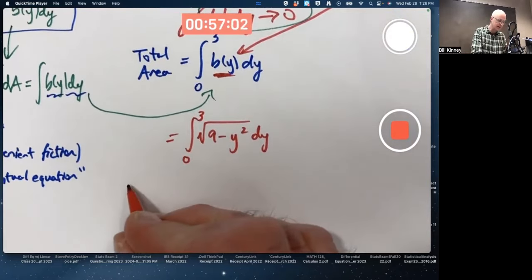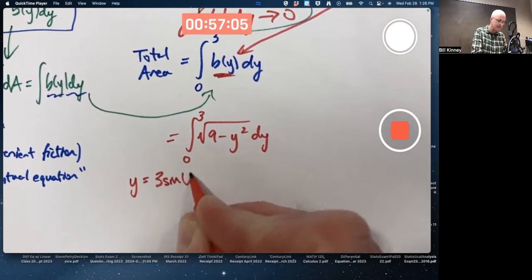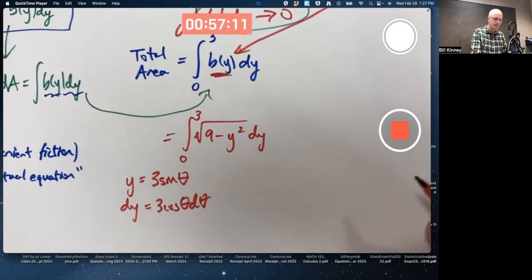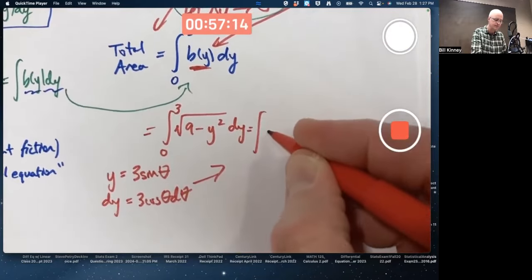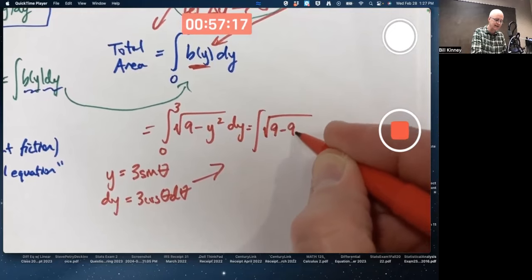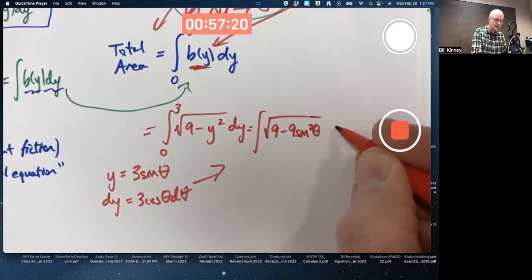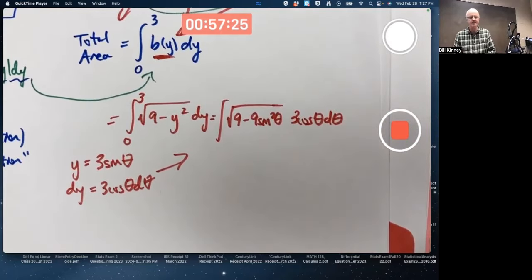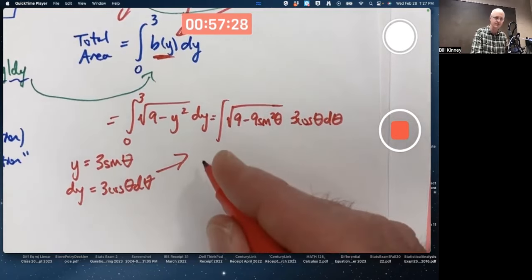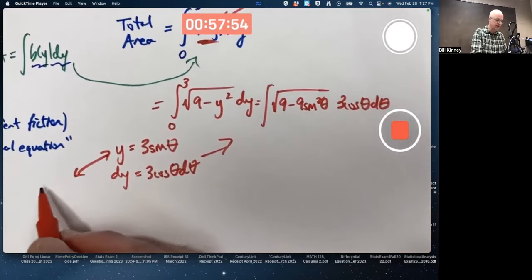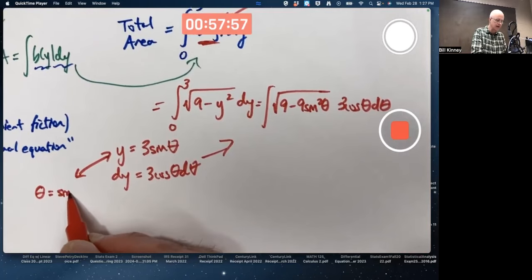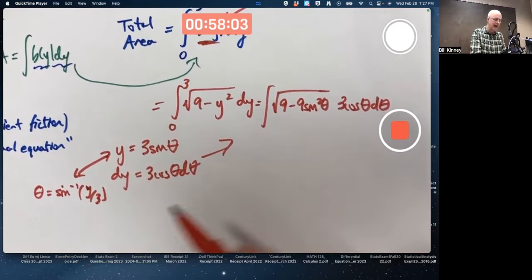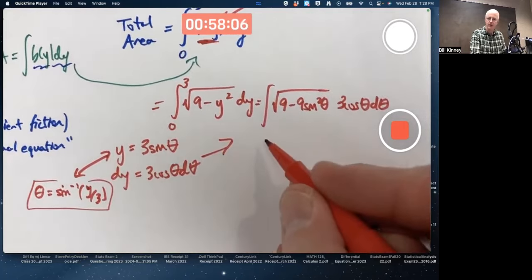To do this integral, we need a trig substitution. y equals 3 sine theta, so dy is 3 cos theta d theta. Make those replacements. Get the square root of 9 minus 9 sine squared theta times 3 cos theta d theta. If I'm going to write this with an equal sign here, I am picky. We need to change the limits of integration. This is equivalent to theta equaling inverse sine of y over 3. And that's going to be the equation that allows me to change my limits of integration.